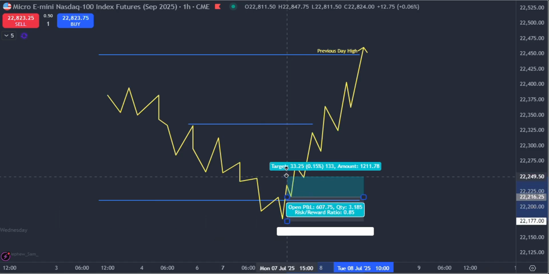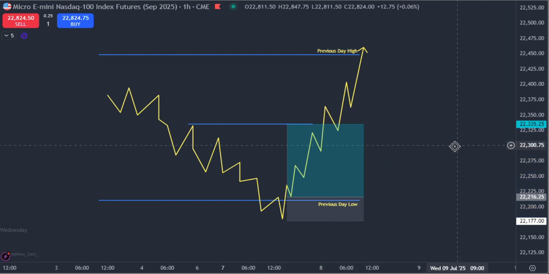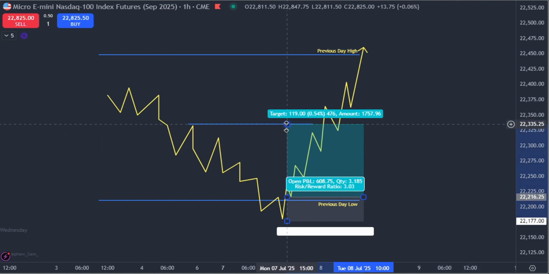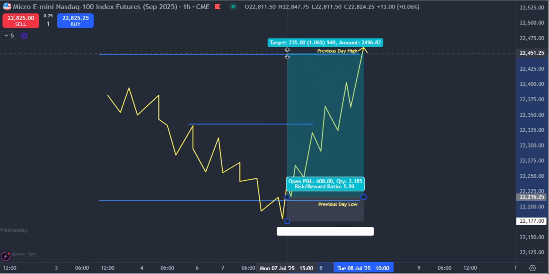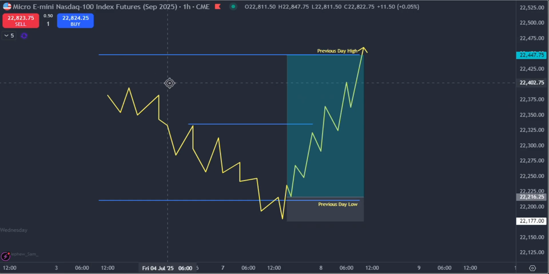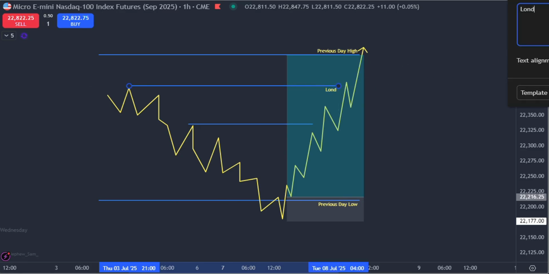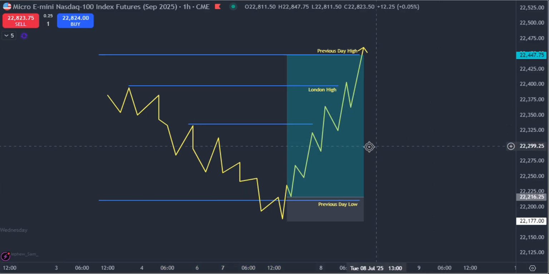Stop loss at the low, target the hourly high, or take partials, and then leave a runner to the previous day high, or even it could be a previous session high right here. Target like a London high or something. So that's how I look for my entries.